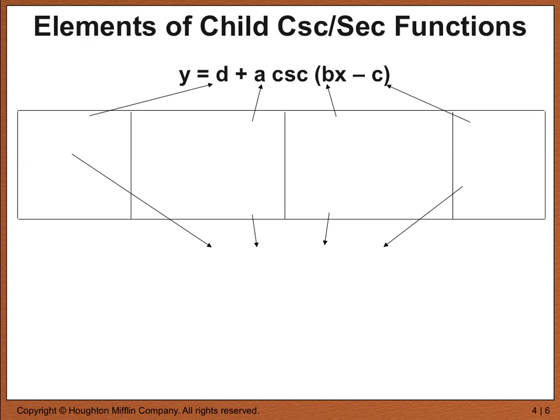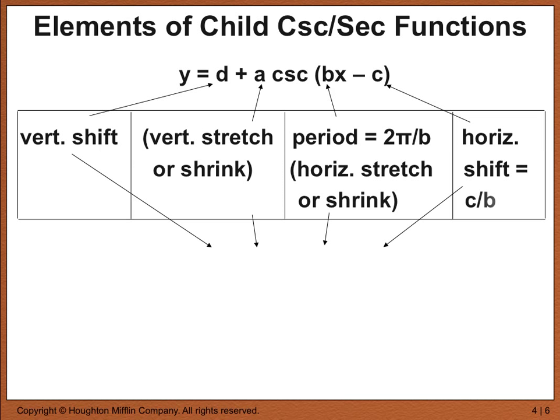Elements of cosecant and secant functions. You're going to recognize that this chart is very similar to the tangent and cotangent functions, and also, of course, very similar to the sine and cosine functions. We have our elements D, A, B, and C. D is vertical shift, A is vertical stretch or shrink. B affects the period because period equals 2 pi over B, so that gives us horizontal stretch or shrink. And C and B together determine our horizontal shift. C over B is our horizontal shift.